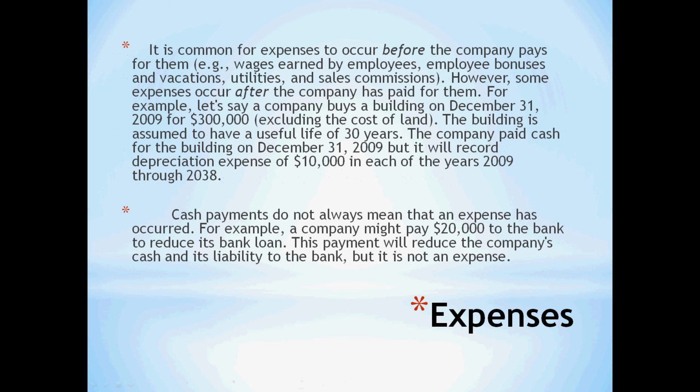For expenses, it is common for expenses to occur before the company pays for them. Examples are wages earned by employees, employee bonuses and vacation, utilities, and sales commission. They aren't paid until later, but they're still accounted for when they occur. However, some expenses occur after the company has paid for them. For example, let's say a company buys a building on December 1st, 2009 for $300,000, including the cost of land. The building is assumed to have a useful life of 30 years. The company paid cash for the building, but it will record depreciation expense of $10,000 in each of the years 2009 to 2038.